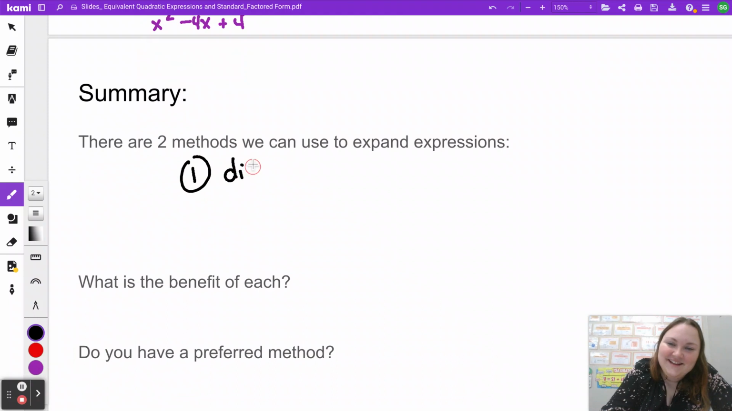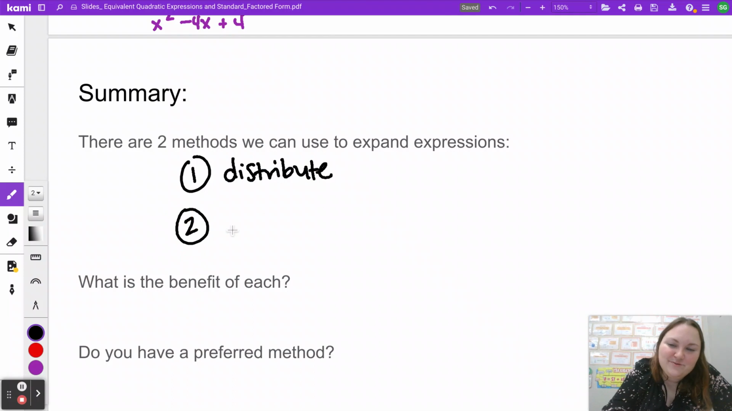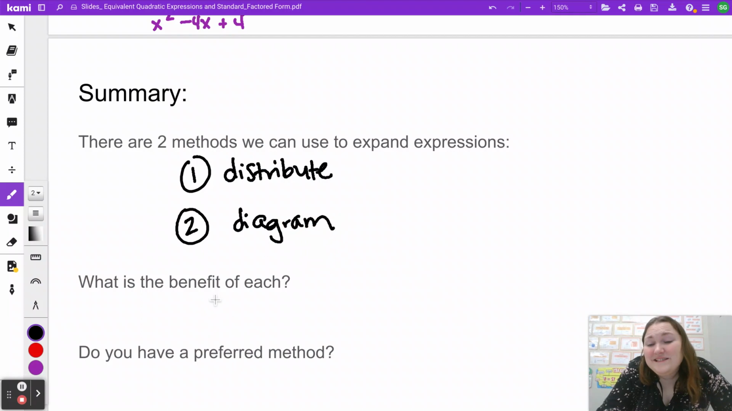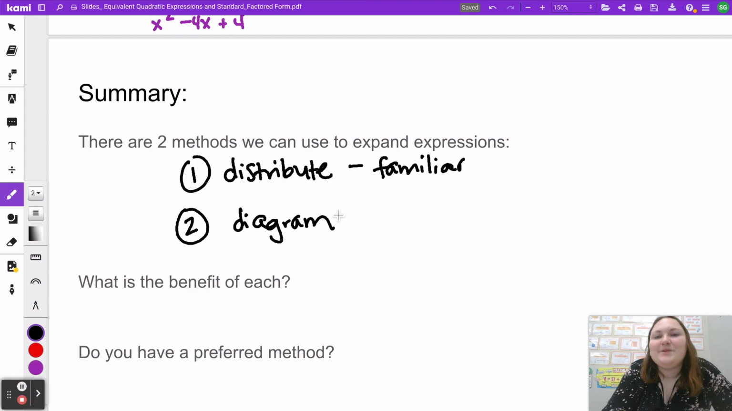One way is you can distribute. You can do all of that multiplication that I have been doing with those arrows. Or our new way, the new way we've learned today, is a diagram. What's the benefit of each of them? Well, distribute, I would say the benefit is it's something you're already familiar with. We've been using distributive property since you all were in pre-algebra. And so that word distribute should sound familiar. You've seen a lot of examples of it. I think that's the benefit of distributing.